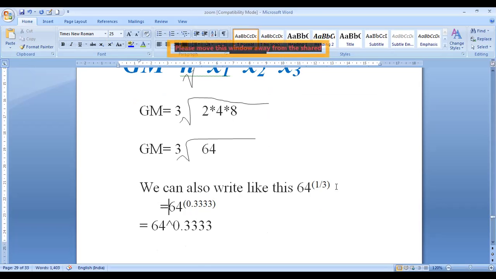So when you are taking this 64, instead of writing the cube root, you can simply write 64 power of 1 by 3. So here, when you calculate that 1 by 3, how much will you get? 0.3333. Okay, so in order to get these values, you will go 64 power.